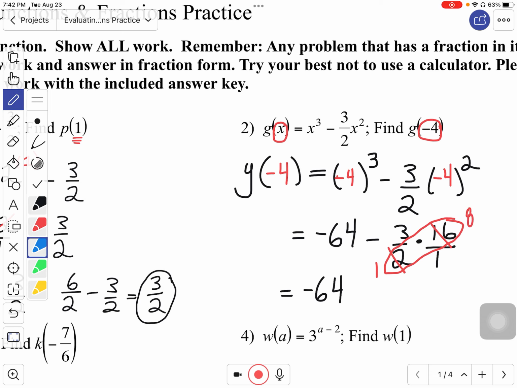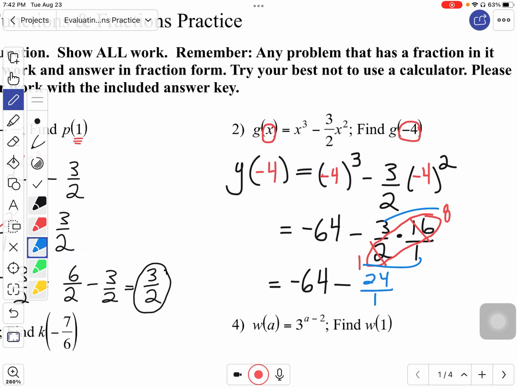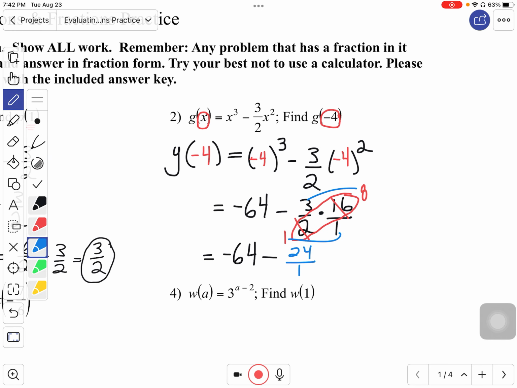And then multiplying straight across the top there. So bring down my minus. And then I have 3 times 8. That's 24. And then 1 times 1 is 1. So really all I have here is basically negative 64 minus 24. And the last time I checked, that's negative 88. So I'm going to circle that answer. I think it's my answer.